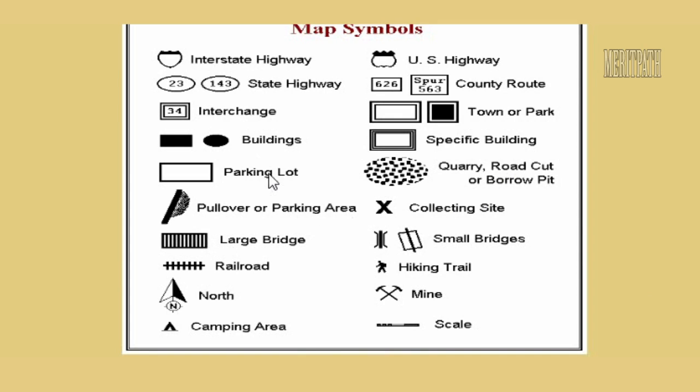So in this image, students, different map symbols are given. Numbers will be given for highways and blackish colored shapes will be given for buildings. And then if there is a railroad, this symbol will be given. And if there is a mine, then this type of symbol will be given. And then if there is a scale, this type of symbol will be given. So these symbols are universally accepted all over the world.